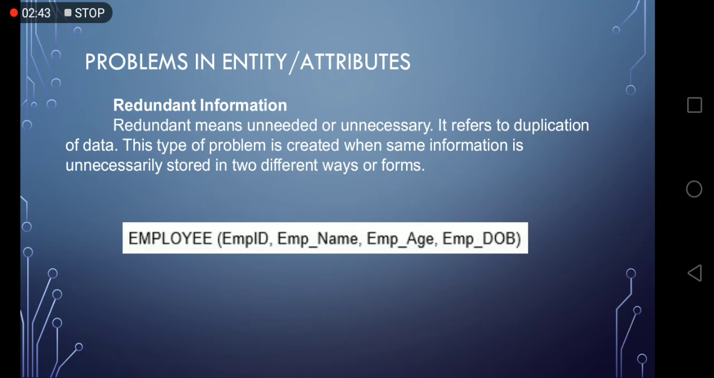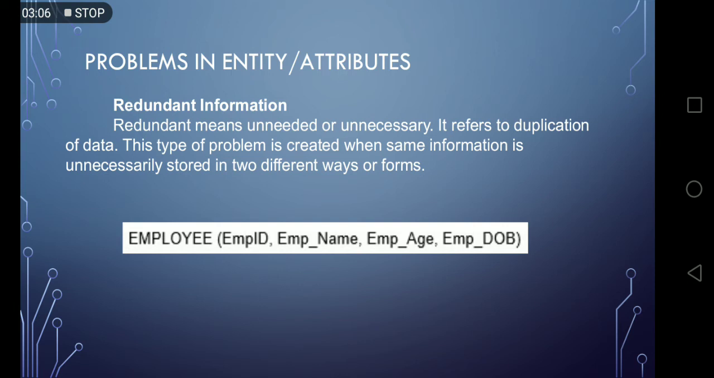The attributes employee age and employee date of birth store the same type of information. There is no need of employee age attribute. The age of employee can be calculated from the value of employee date of birth. So employee age attribute is creating redundancy in the relation.